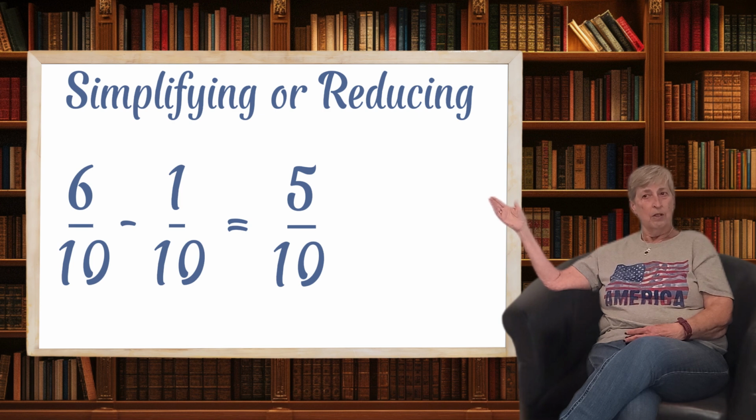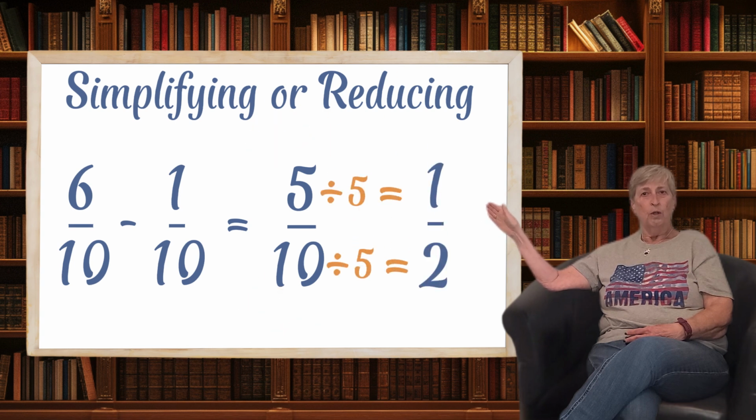In this case, we know that 10 is a multiple of 5, or 5 is a factor of 10. 5 times 2 equals 10. So if we divide the top and the bottom both by 5, 5 divided by 5 is 1, 10 divided by 5 is 2. So our final simpler answer is 1/2.